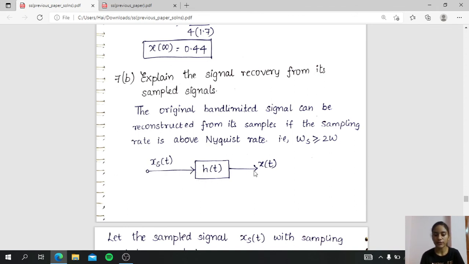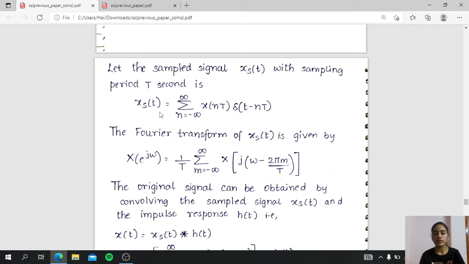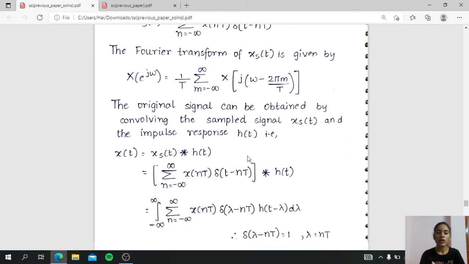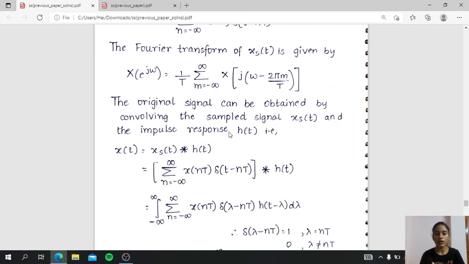If you have studied sampling, this is the equation for the sample signal: xs of t is equal to summation n varying from minus infinity to infinity x of nT delta of t minus nT. Its Fourier transform will be this. So in order to obtain the original signal from the sample signal, this is the formula: the sample signal convolved with the impulse response h of t.